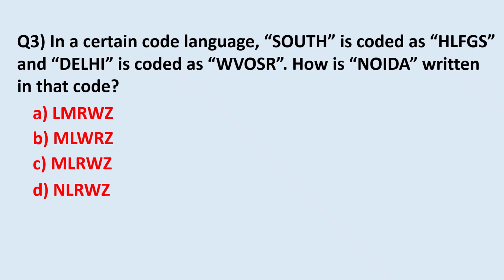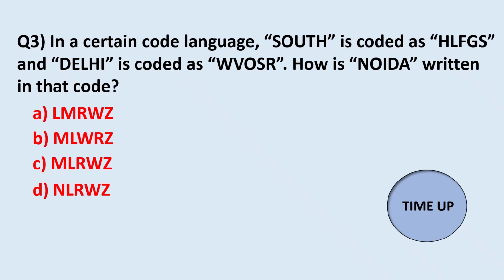Third question on your screen, and your timer starts now. In a certain code language, South is coded as HLFGS and Delhi is coded as this. How is Noida written in that code? See students, here they have given two things. South is coded as that, Delhi is coded as that. So you have to remember that any number of coding-decoding examples they can give in the question, but only one logic will be applied to each and everything.